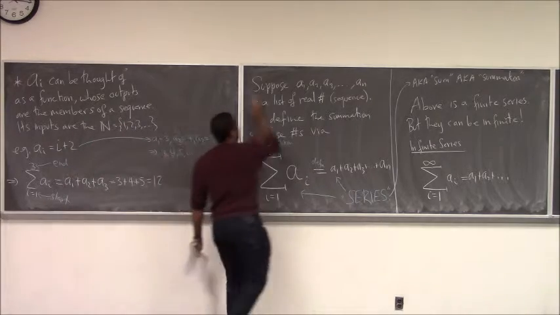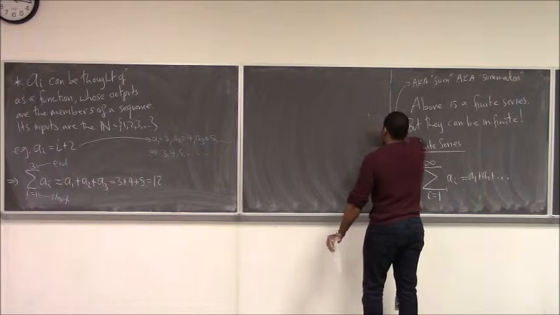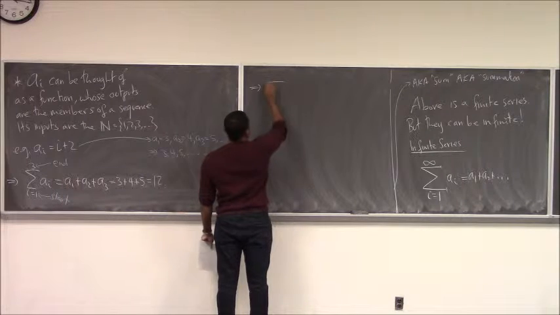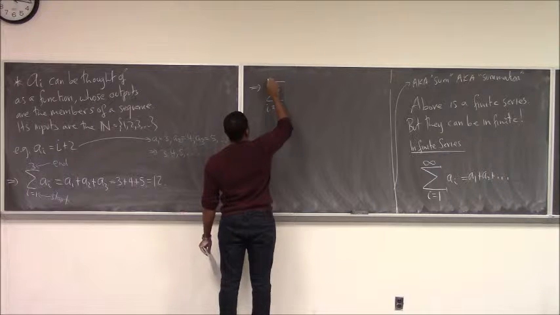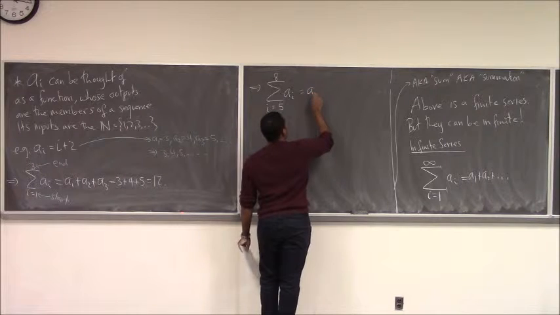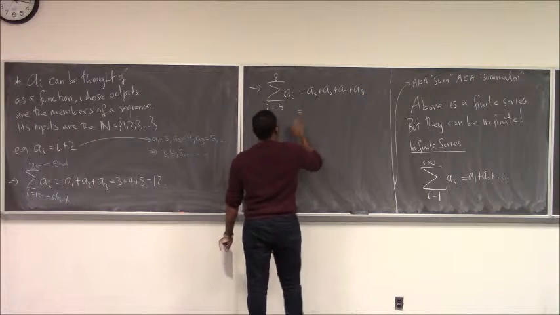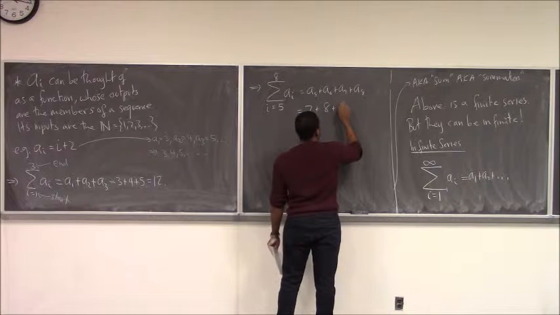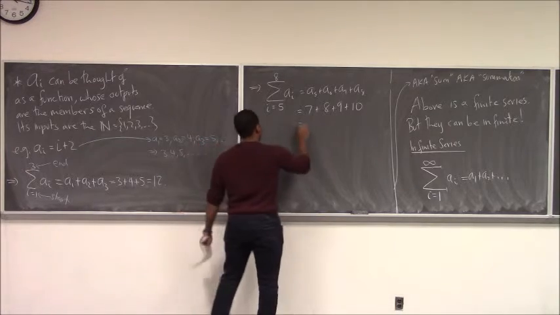I could start somewhere else, by the way. And so I could say something like, let i start at 5, and I want it to end at 8. So this sum of a_i just means I'm doing a_5 plus a_6 plus a_7 plus a_8. And that's going to be 5 plus 2, 6 plus 2, 7 plus 2, and 8 plus 2. So that's the notation.